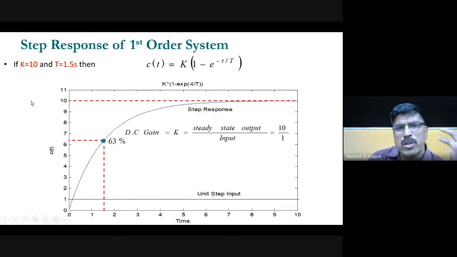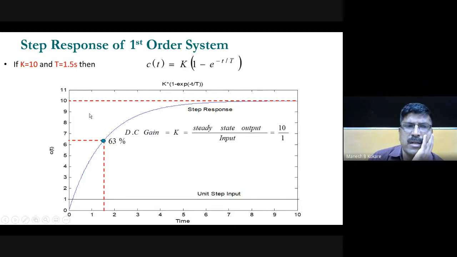Now what is your input? The input you have applied is basically 1, a unit step input. Now as small t goes on increasing, this x-axis is small t, and this is your response C of t. So we are plotting C of t with respect to time. When time is equal to 0, your response is 0. When time t is equal to capital T, the time constant, or t is equal to 1.5 seconds, at that time the response will reach 63% of its final value. Now what is this value?